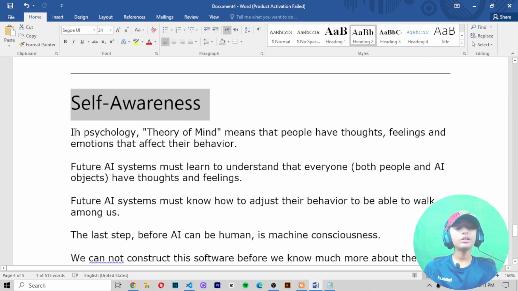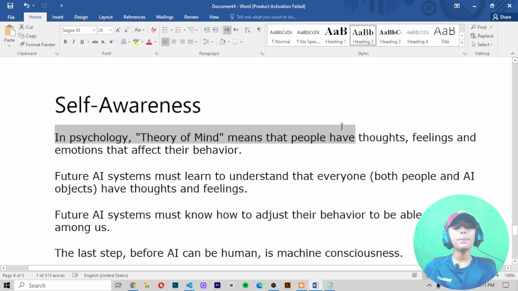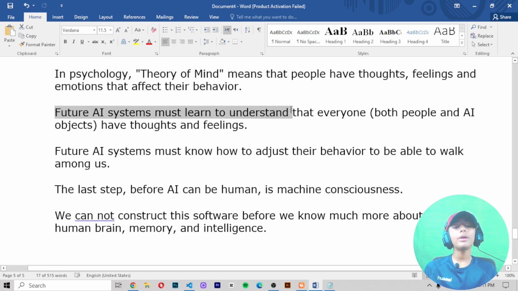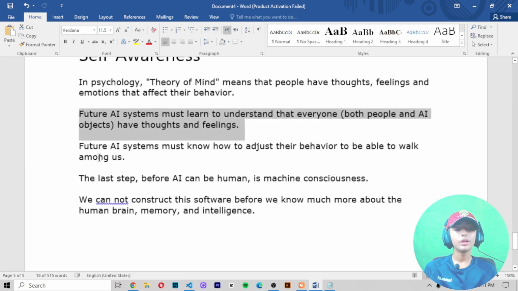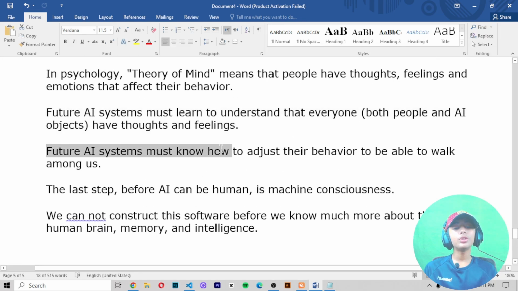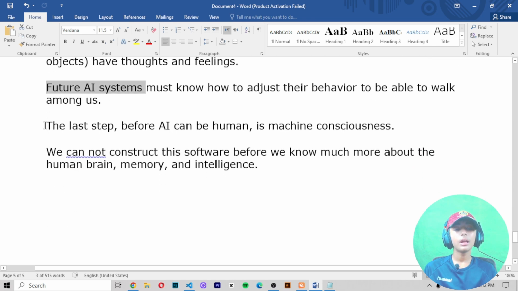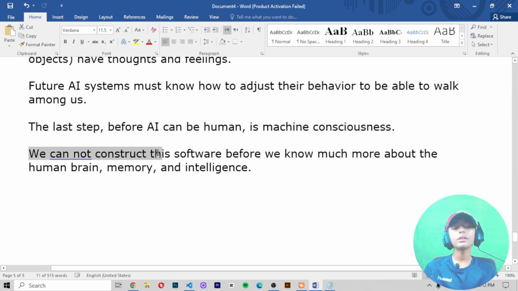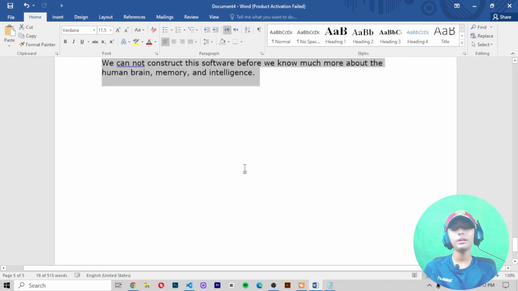Self-awareness. In psychology, the theory of mind means that people have thoughts, feelings and emotions that affect their behavior. Future AI systems must learn to understand that everyone, both people and AI objects, have thoughts and feelings. Future AI systems must know how to adjust their behavior to be able to walk among us. The last step before AI can be human is machine consciousness. We cannot construct this software before we know much more about the human brain, memory and intelligence.